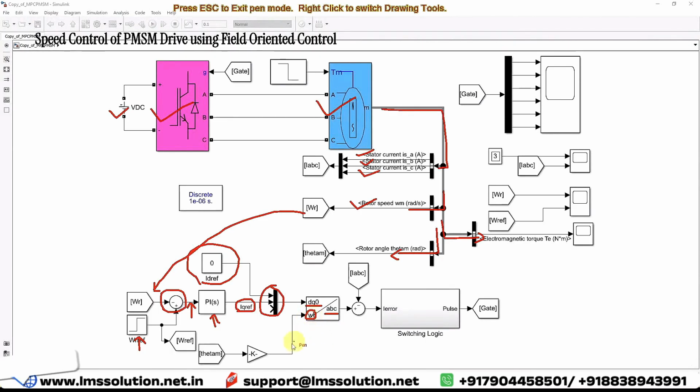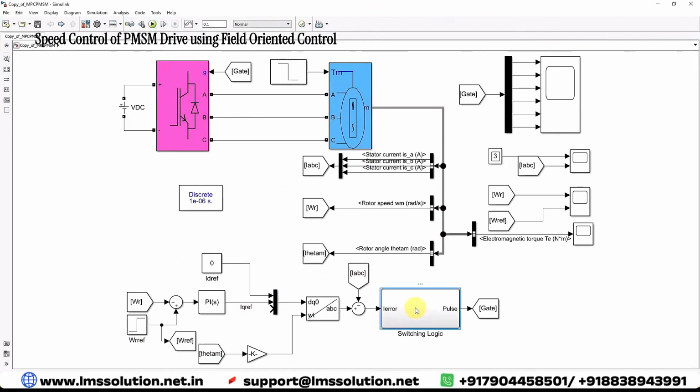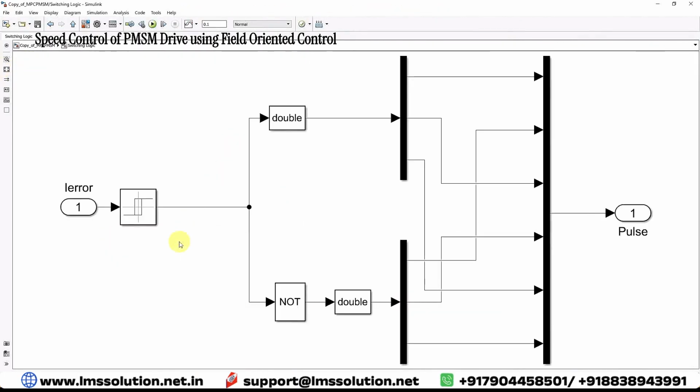Further, this omega t can be derived from the rotor angle of the PMSM. Here we are getting the reference currents Ia, Ib, Ic, which are going to be compared with the actual currents Ia, Ib, Ic, and then we get the error current. The error current is processed via a hysteresis controller, and the hysteresis controller will generate the pulses.